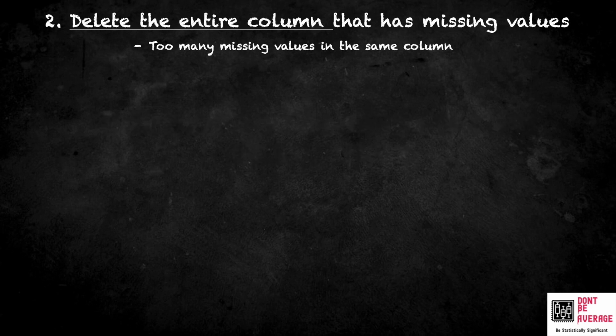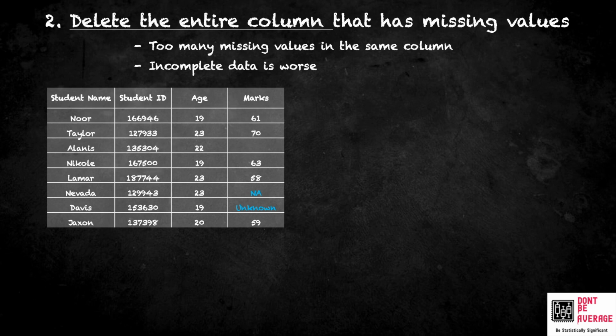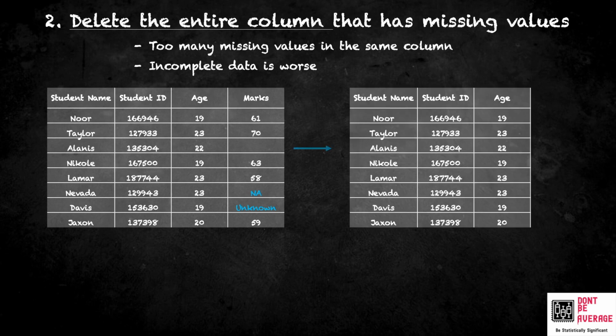Sometimes no information is better than incomplete information. So if you have too many missing values in the same column, then you can remove the whole column from analysis to avoid having incomplete data. This is another basic approach.